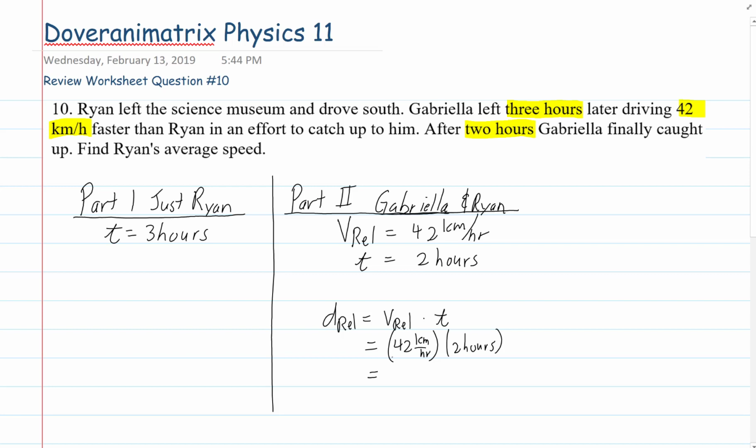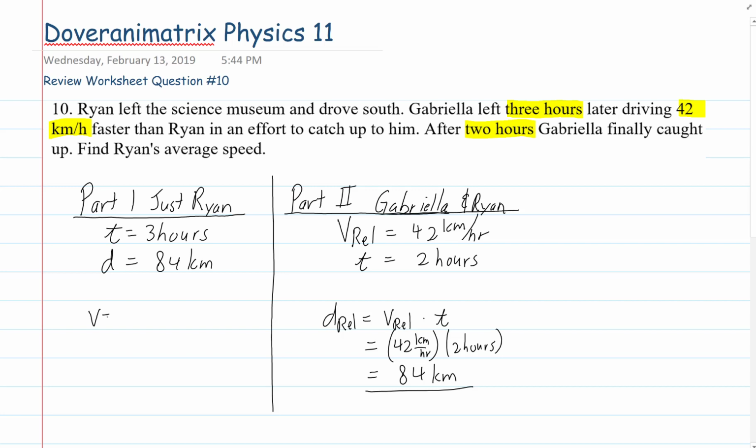So the distance that Gabriella had to catch up was 84 kilometers. Gabriella is traveling faster by 42, and it took her 2 hours to catch up. So that means the relative distance that she had to catch up was 84 kilometers. That is how far Ryan got ahead. So in that time, that's the distance over here of 84 kilometers. That's how much she had to catch up. So that's how far Ryan had to be ahead.